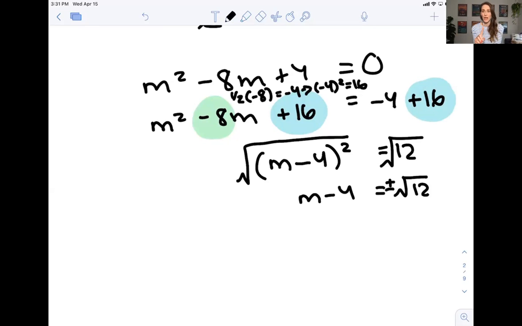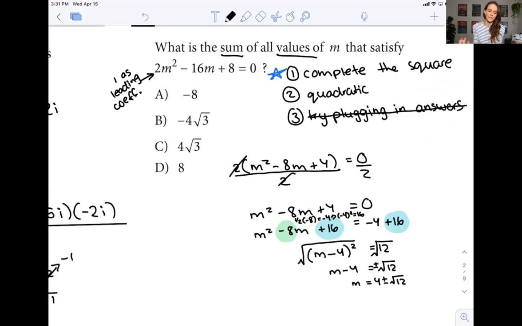So here's a little trick. I am not going to simplify that radical and try to pull out a 4 or do anything with it until the very end, because I usually hope that my radicals will just go away and cancel out. So I don't deal with them until the very end, and there's nothing left for me to do. Now I have m equals 4 plus or minus the square root of 12. And remember, they asked for the sum of the solutions, the sum of the values that satisfy that equation.